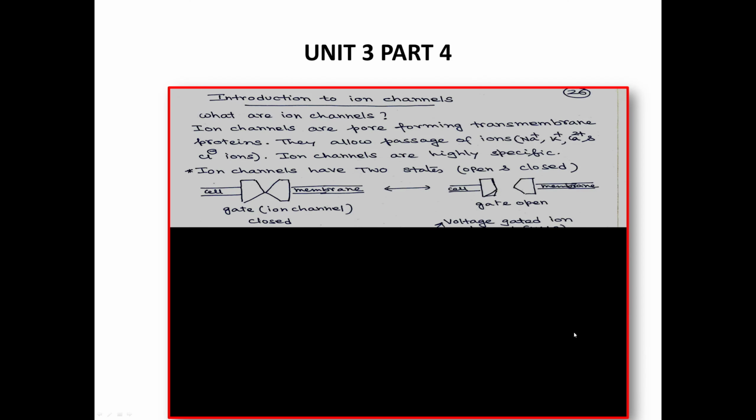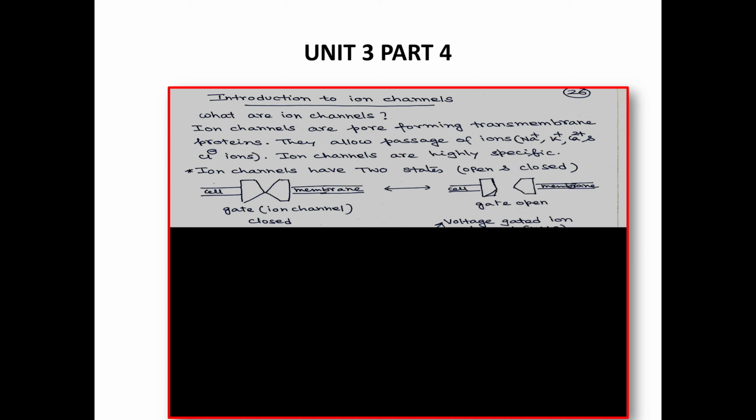So let us come to the last part of this unit, that is part 4. Here we are going to discuss the ion channels which are present on the cell membrane, because the cell membrane is nothing but a lipid bilayer, and ions are polar. So ions cannot cross the lipid bilayer. So here they are on the cell membrane.